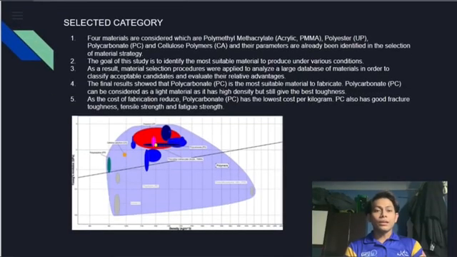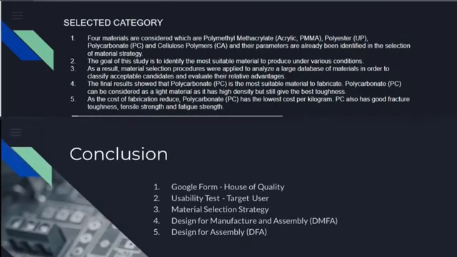Select the category. As a result, polycarbonate is the most suitable material to fabricate. Polycarbonate has a high density but still gives the best toughness. As the cost of fabrication is reduced, polycarbonate has the lowest cost per kilogram. Polycarbonate also has good fracture toughness, tensile strength, and fatigue strength.